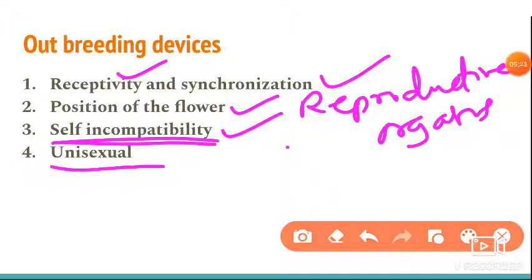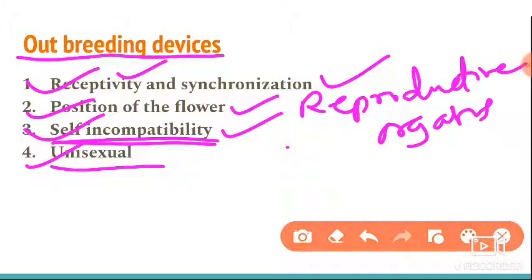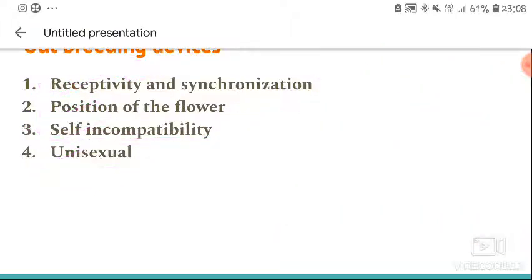Students, please remember these four outbreeding devices, just remember the names: receptivity of the stigma, position of the flower, self incompatibility, and production of unisexual flowers. Because for 3 marks they will ask the question, write the outbreeding devices in plants. For that purpose you have to write these four. Let us study one by one.